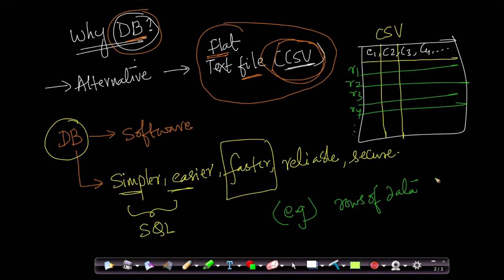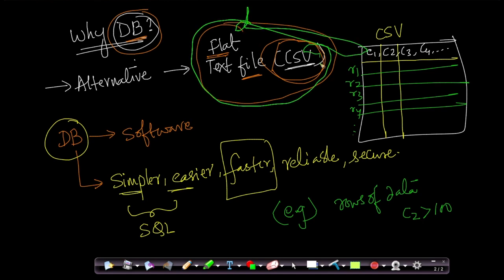All the rows of data where column 2 is greater than 100. Let's assume I want to do that. How do we do it in a text file? We load this whole text file using any programming language, C, C++, Java or Python, right? We load this text file using file handling tools. Then we go through each of these rows to see if the value here is greater than 100 or not. And that's very time consuming.